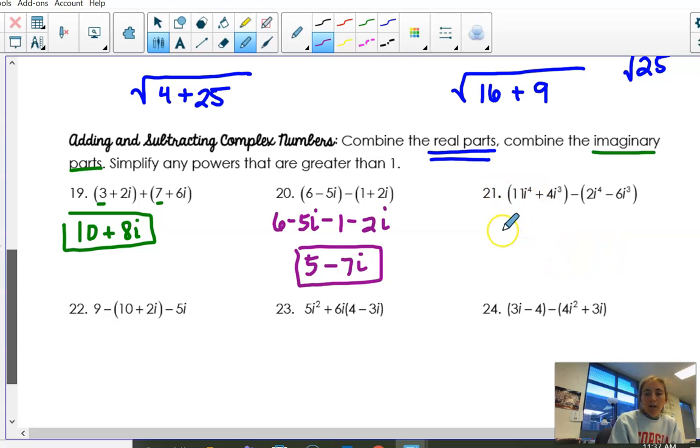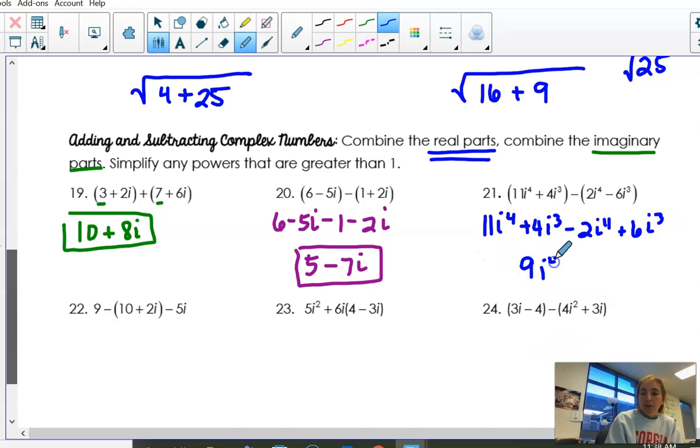On number 21, we're going to treat the i's like we would treat any other variable. i to the 4th will be a like term with the other i to the 4th, and i to the 3rd will be a like term with the other i to the 3rd. Make sure you distribute your negative. So this is 11i to the 4th plus 4i to the 3rd minus 2i to the 4th plus 6i to the 3rd. This gets me 9i to the 4th plus 10i to the 3rd.